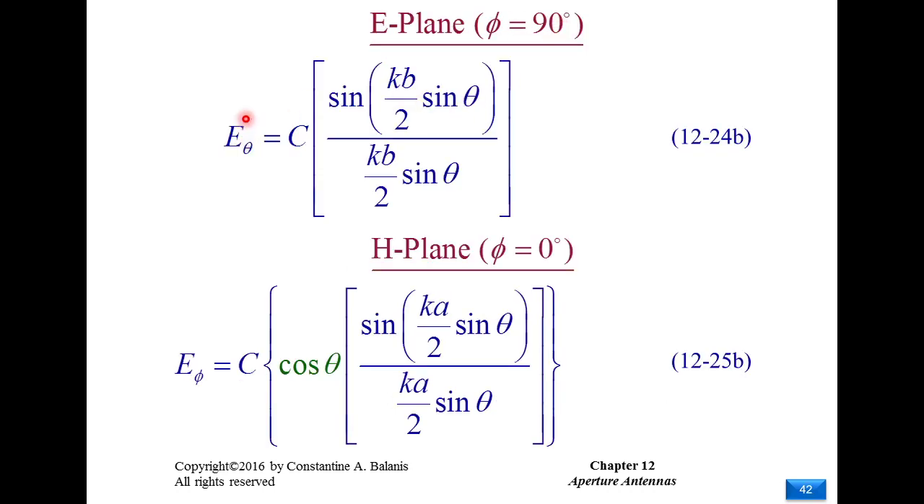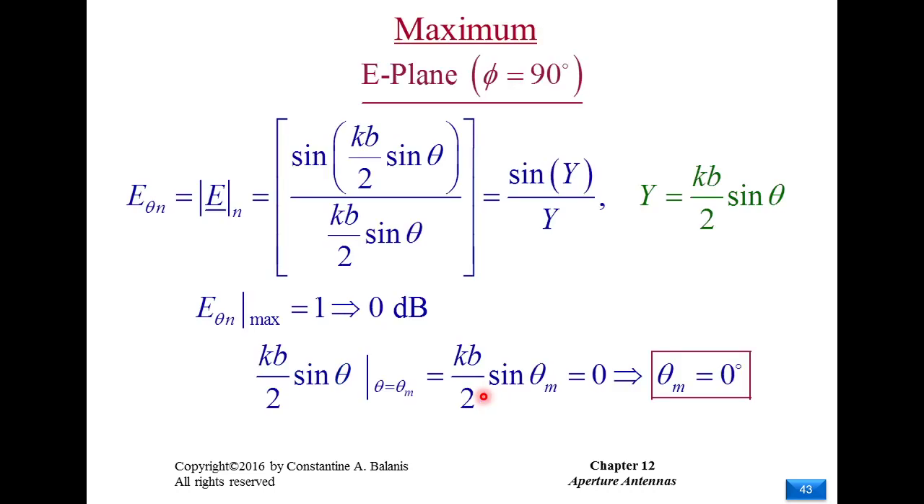So now we have the E-plane, we have E theta. In the H-plane, which is the XZ plane, we have just E phi, so we have H theta. We'll have H theta and E theta equals 0 in the XZ plane, or phi equals 0 plane. And again, this is the definition of the H-plane. We'll have a similar expression.